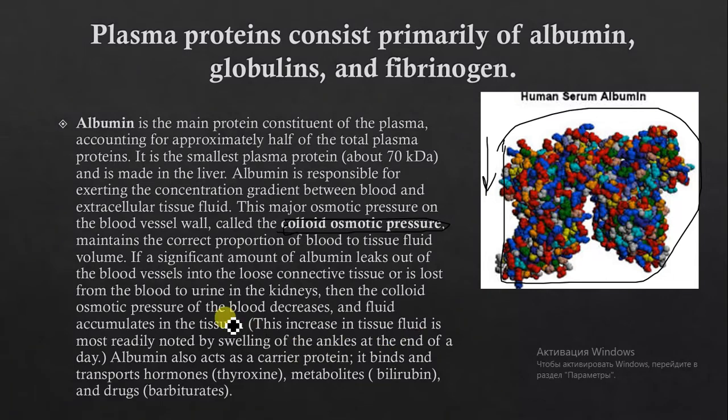Also, another function of albumin is to act as a carrier protein. Carrier protein means it transports some compounds along the blood vessels. For example, they transport hormones. One of these hormones is thyroxine. Might be metabolites, bilirubin.